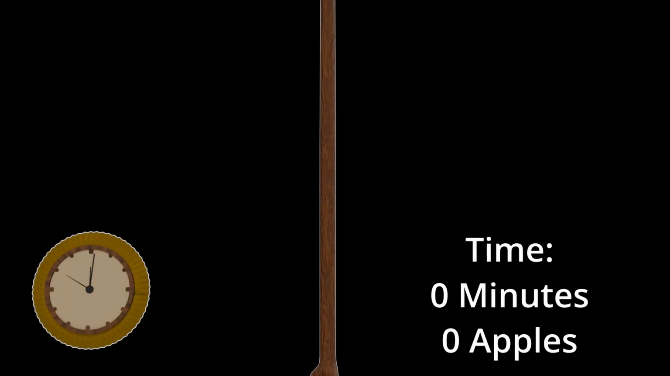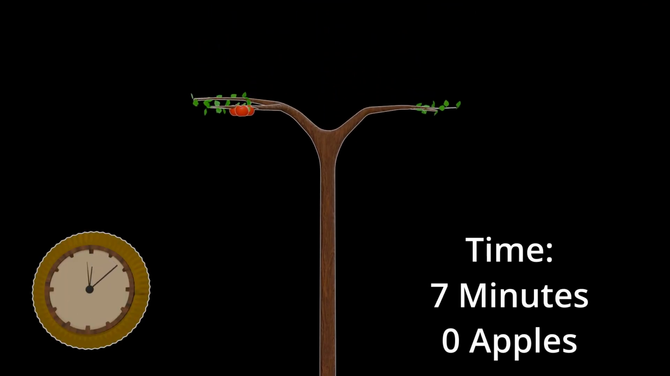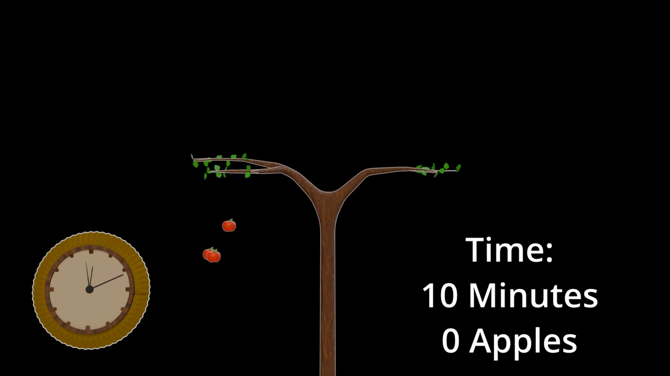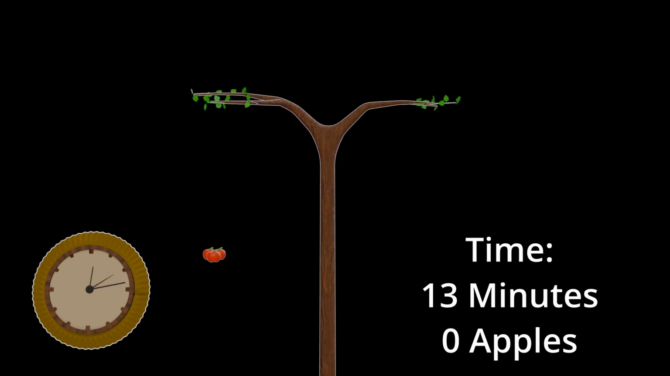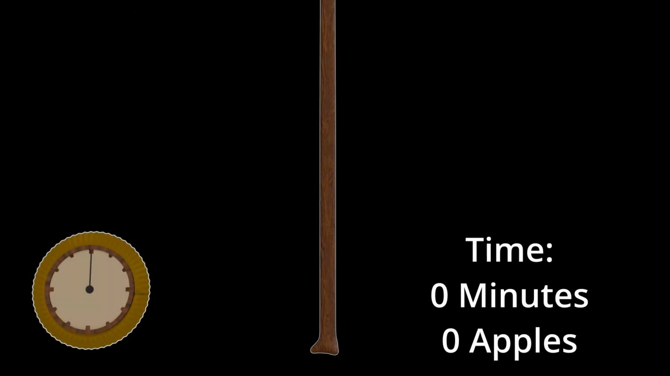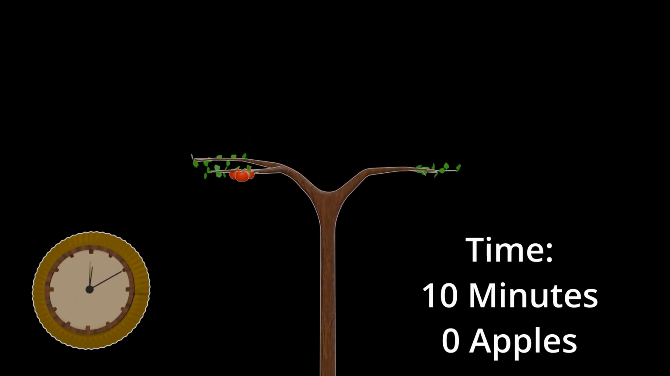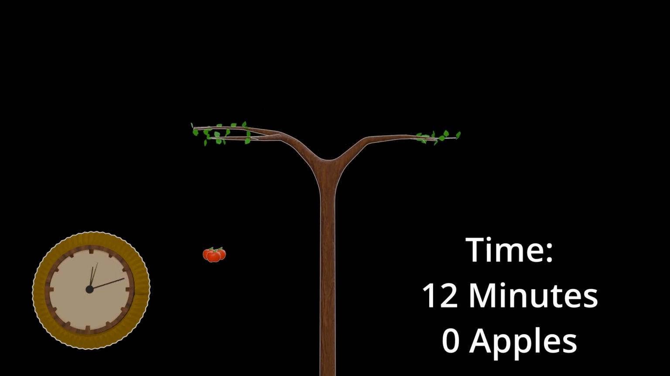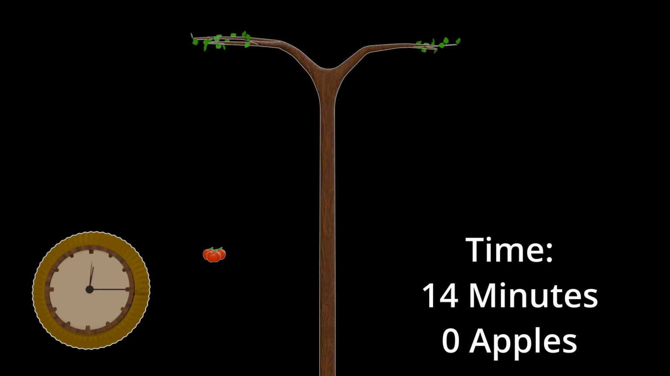I could spend 10 minutes climbing up the tree, maybe 1 minute picking the apples and 10 climbing back down, and I'd have spent 21 minutes picking 3 apples. But if I'd only spent 14 minutes, I still wouldn't be able to pick 2 apples. I wouldn't have enough time to get all the way to the top of the tree and back down again. So I wouldn't be able to pick any apples.